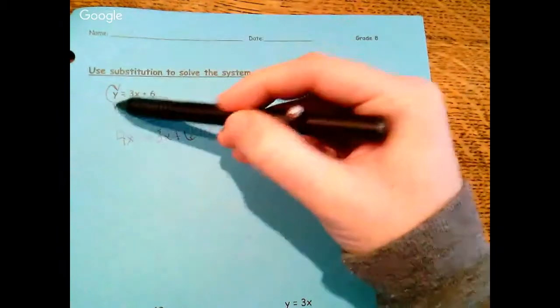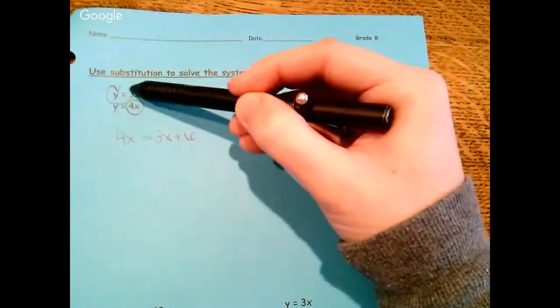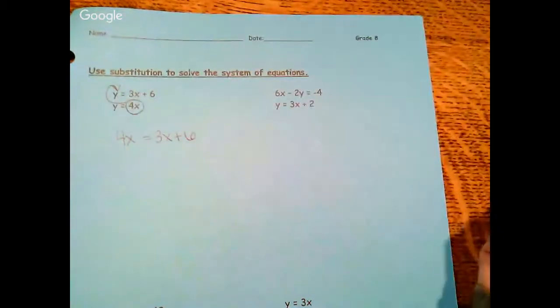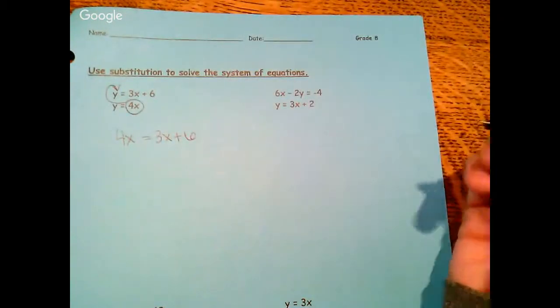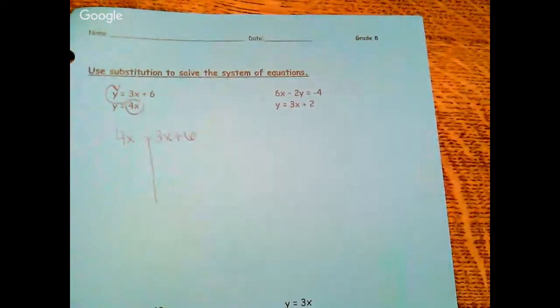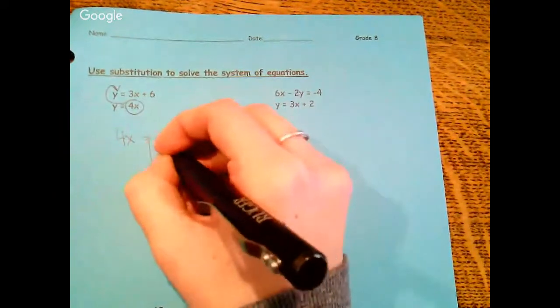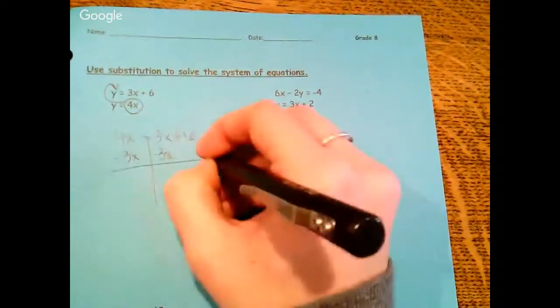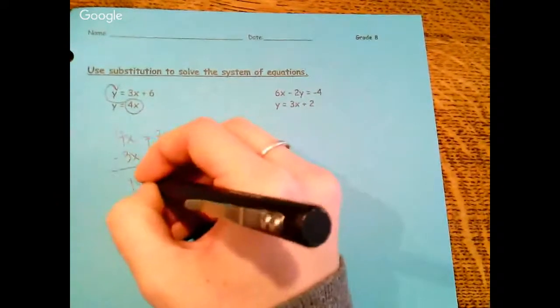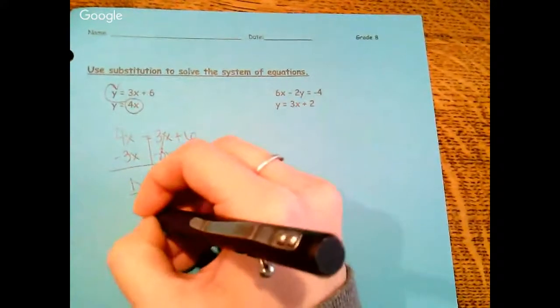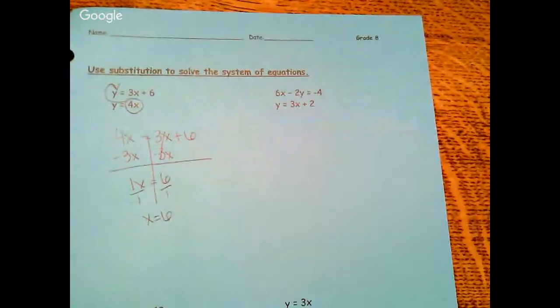All I did there is say, hey, well, y equals 4x. So wherever I see a y in my first equation, I can plug in 4x instead, because that's what y really equals. So now from here, it's super easy to solve for x. We drop our line. We have a 3x on this side. The opposite is to subtract 3x. We're left with 1x equals 6. So then, of course, we divide by 1. We get x equals 6.